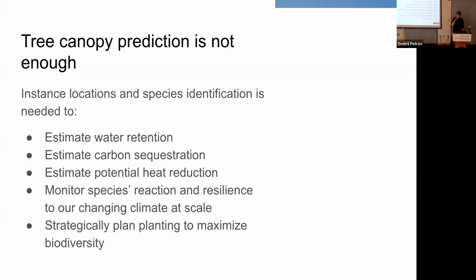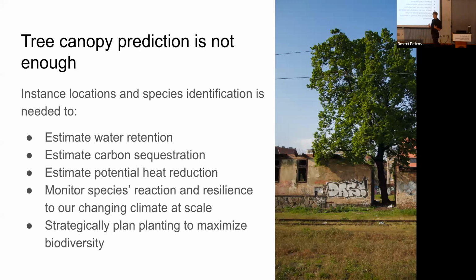So this is really exciting, but it turns out that just canopy prediction is really insufficient to understand what we would like to understand about the urban forest, particularly when we're trying to adapt to climate change. Just knowing where there's canopy cover is not enough. We need to know the locations of individual instances of trees and ideally also their species, so that we can estimate water retention, because it's different for different species, estimate carbon sequestration, particularly in terms of future growth, estimate the potential for heat reduction, and monitor these individual species' reaction and resilience to climate change, so that we can do targeted and prioritized replanting that lets us build cities that are adaptable or resilient to climate change at scale.